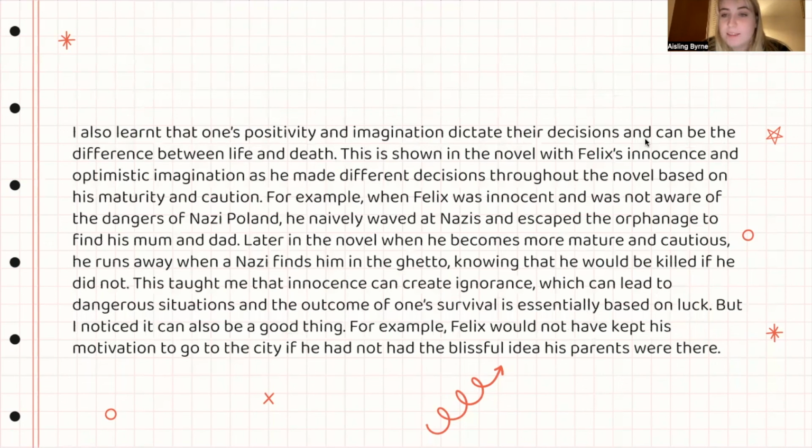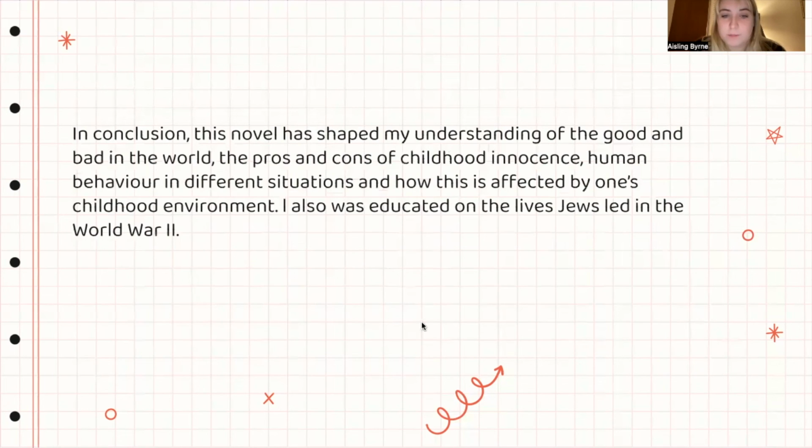We also have here, bringing it back to human behavior, positivity and imagination and how that dictates people's decisions between life and death. We talk about people's innocence and optimistic imagination, and how when we mature, we can proceed with more caution, as opposed to when we're innocent, we might be a bit more ignorant to what's going on around us. An example of that backed up, and then the conclusion here.